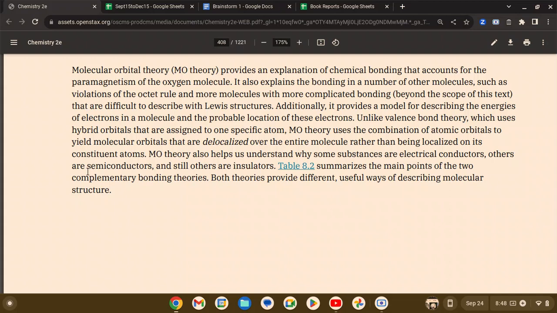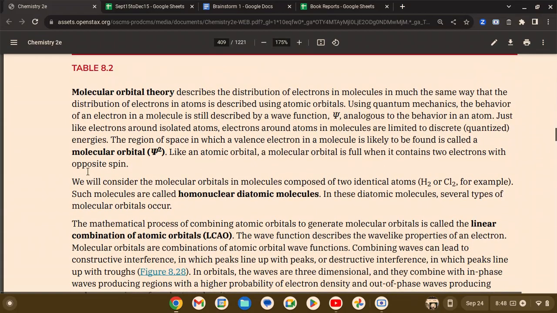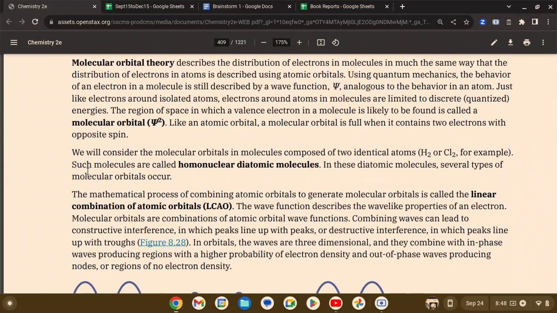Table 8.2 summarizes the main points of the 2 complementary bonding theories. Both theories provide different useful ways for describing molecular structure. Molecular orbital theory describes the distribution of electrons in molecules in much the same way that the distribution of electrons in atoms is described using atomic orbitals.